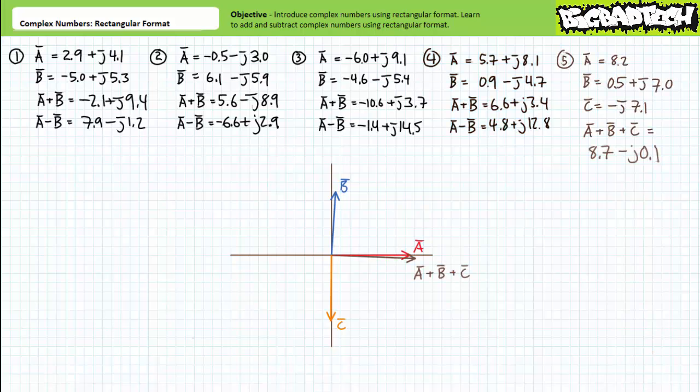When we add A, B, and C together, keeping the real with the real and the imaginary with the imaginary, we obtain a result of 8.7 minus j0.1. Note the similarly scaled, yet oppositely pointed imaginary contributions of each complex number almost cancel each other out, such that the majority of the result is real. When taking into account direction, as well as magnitude, one can expect this to occur more often than you may initially suspect. We'll examine electrical applications of this equal and opposite phenomenon in future lectures on resonance and power factor correction.